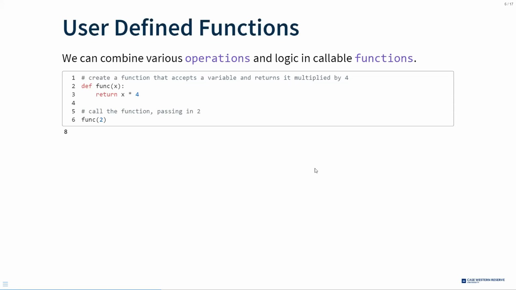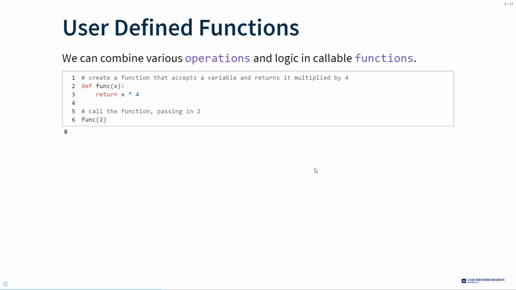When we call this function down below, we call func and insert 2 inside of there. So our expectation is that we now have 2 times 4 being returned by the function. And we can see at the bottom of the script, this holds true yet again, where we get a return of 8.